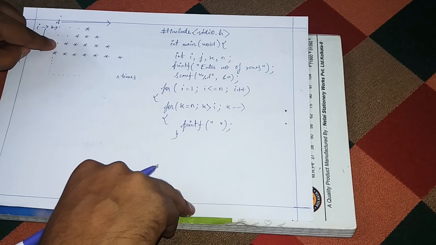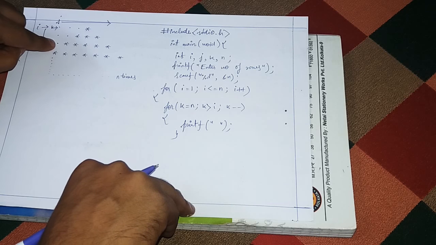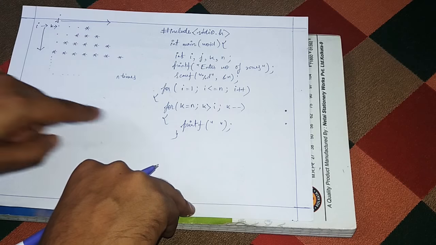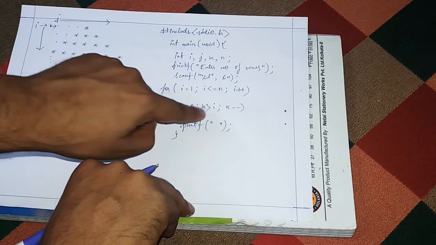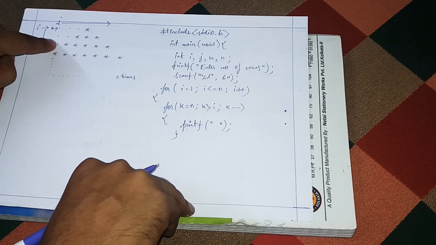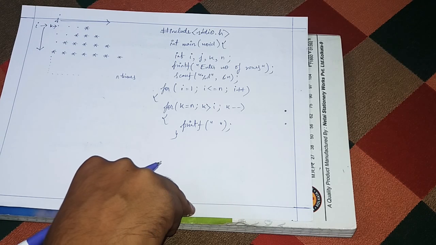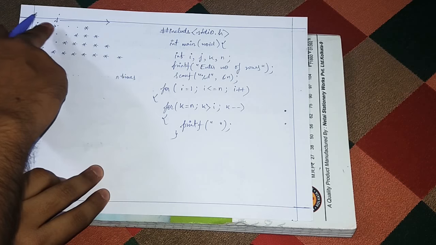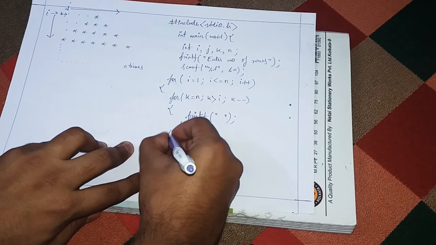Next time I will be 3 and k will go from n to I, which means 4 to 4 itself. So it will print a space only one time, because when k is 3, I is already 3 here. So is k greater than I, is 3 greater than 3, which is false. So only for k equal to 4, the condition will be true and it will print only one space. We will see the dry run exactly. So after printing the spaces, we will print the number of stars.